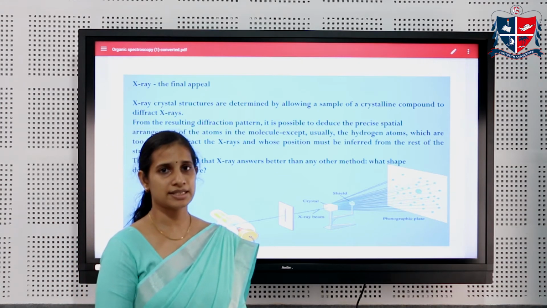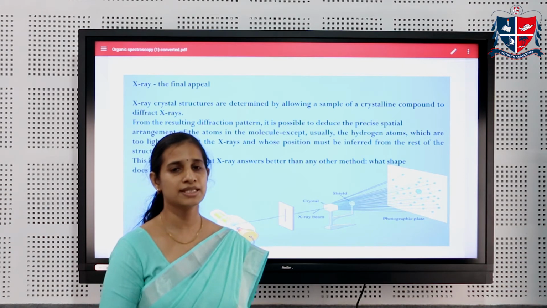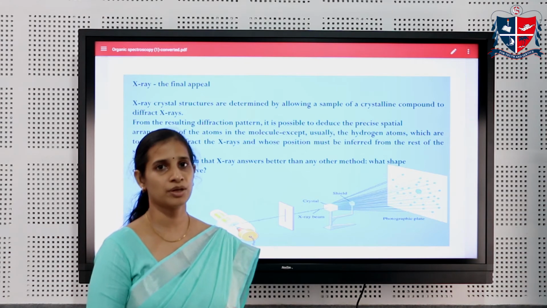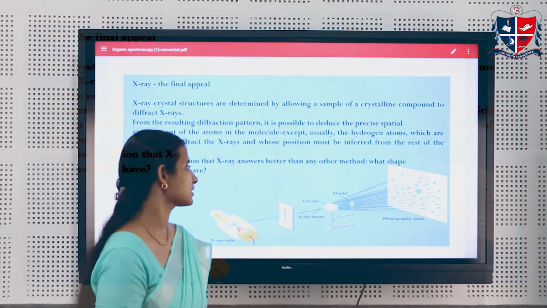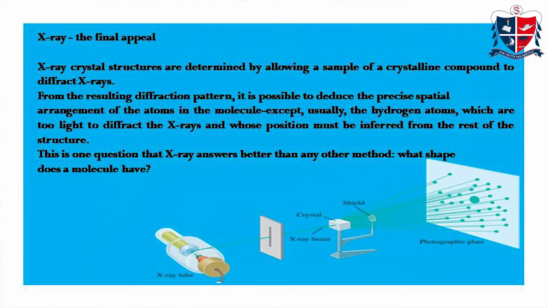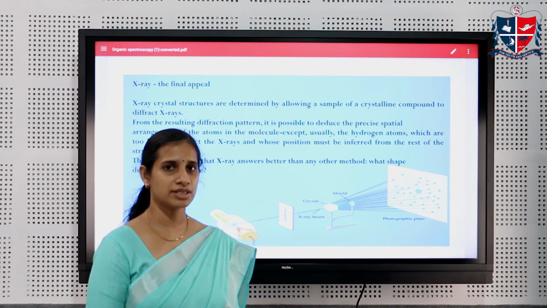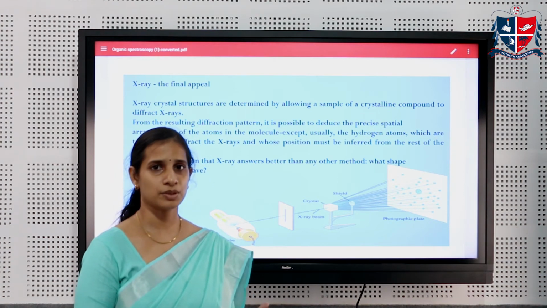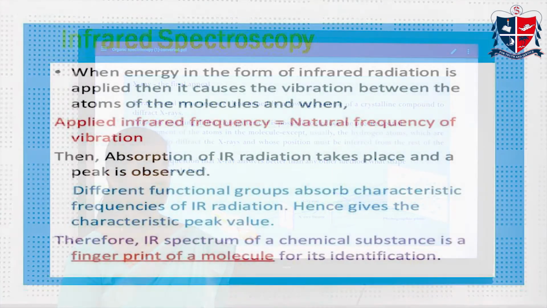But in the case of X-ray crystallography, we need a perfect crystal. That means if the sample is a liquid or a solid which cannot form good quality crystals, the structure cannot be determined by using X-ray crystallography. So in those cases, we will use other spectroscopic techniques like infrared spectroscopy, ultraviolet-visible spectroscopy, NMR spectroscopy and mass spectroscopy to determine the structure of the organic compound.